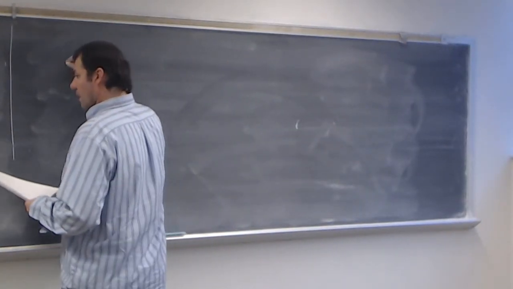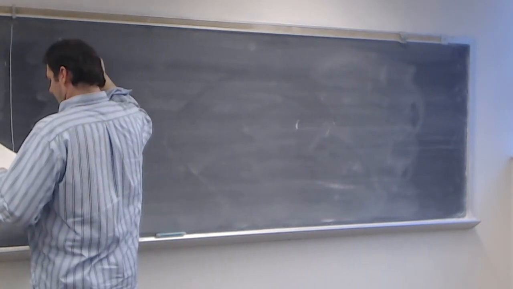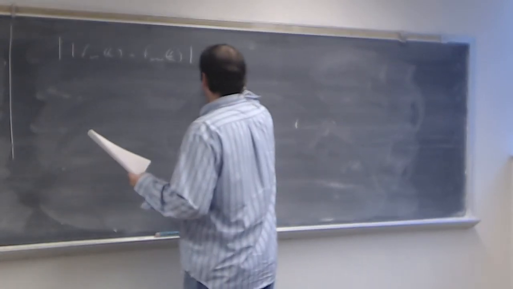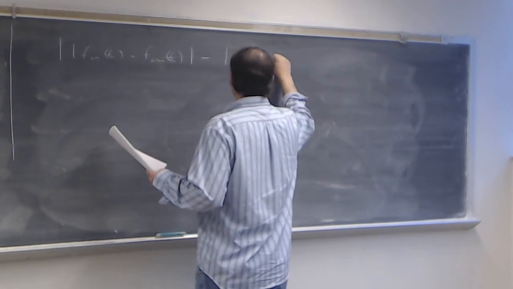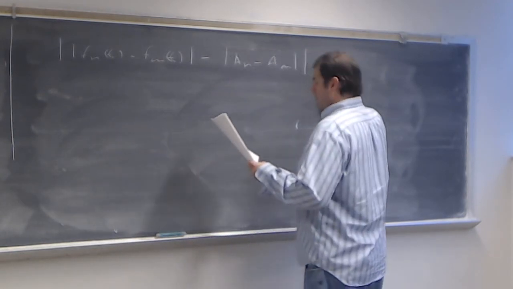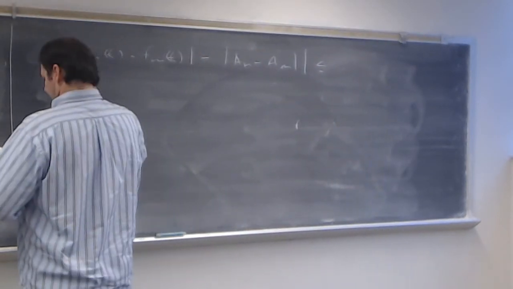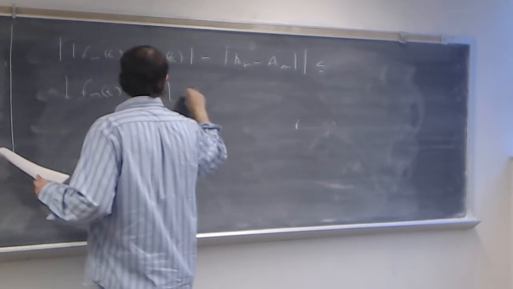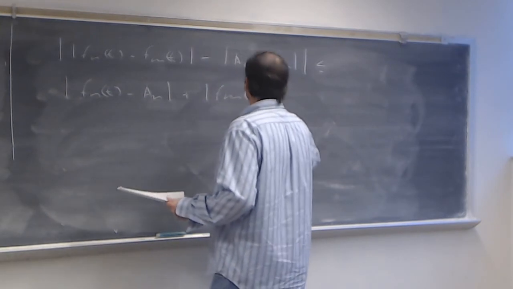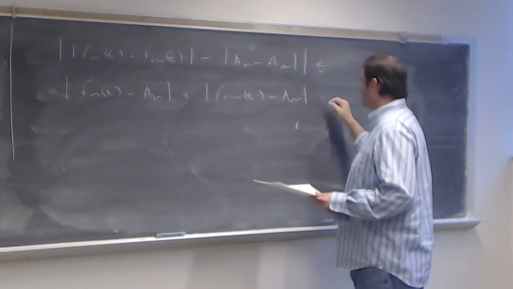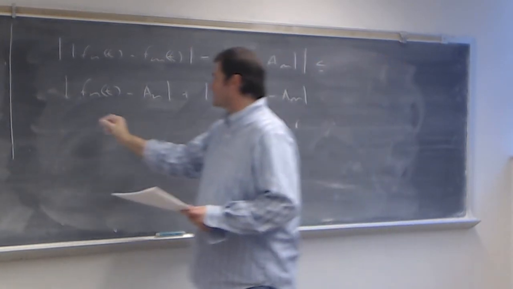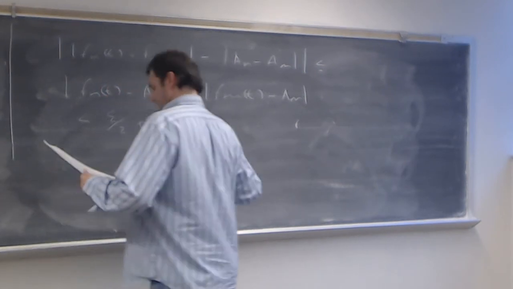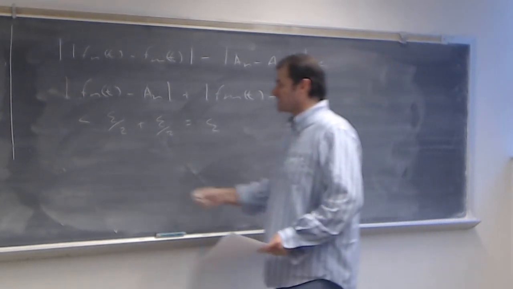So we have that the absolute value of f sub n of t minus f sub m of t, minus the absolute value of a sub n minus a sub m, will be less than or equal to, so this is something we already had, the absolute value of f sub n of t minus a sub n plus the absolute value of f sub m of t minus a sub m, which is going to be less than epsilon over 2 plus epsilon over 2, which is equal to epsilon. So that ends the proof of the claim.